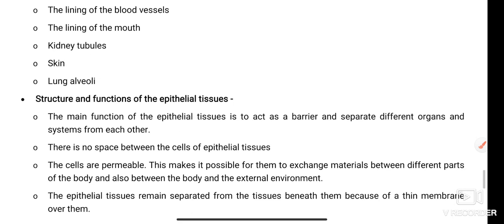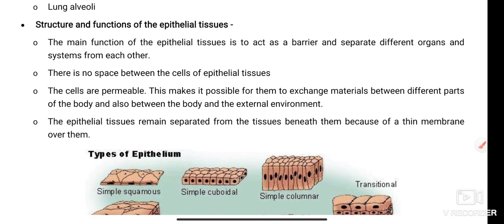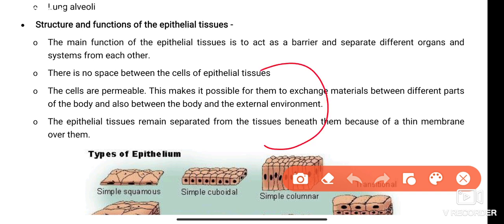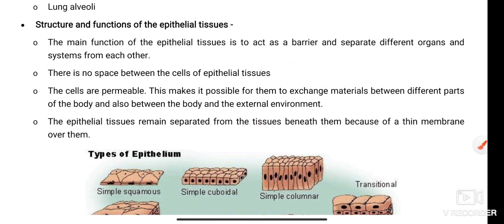Now, structure and function of epithelial tissue. The main function of epithelial tissue is to act as a barrier and separate the different organs and systems from each other. It can separate one organ from another organ by its layer and presence.